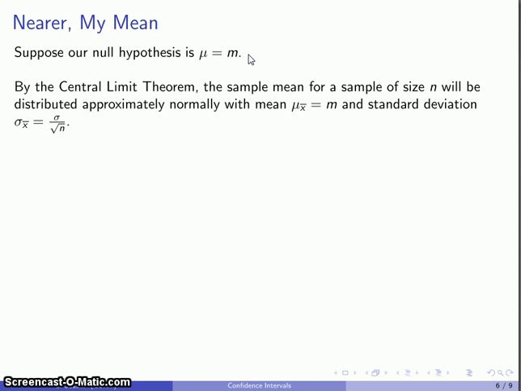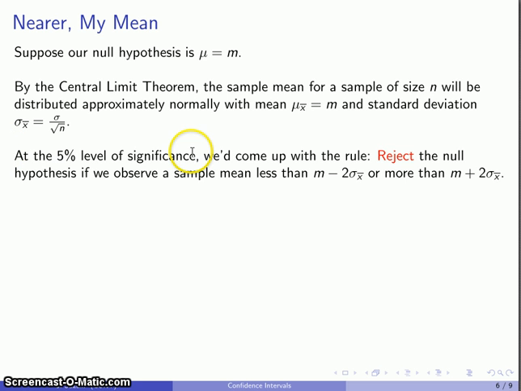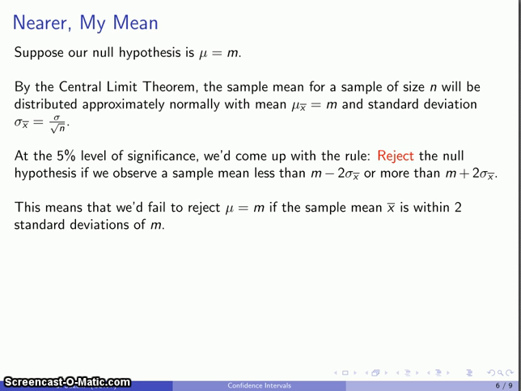Now, the central limit theorem guarantees that the sample mean for a sample of size n will have a probability distribution that's approximately normal, where the mean of the sample mean is going to be m, and the standard deviation of the sample mean will be given by our formula. So again, keeping to our 5% level of significance, we've come up with a rule that says we're going to reject the null hypothesis anytime we observe something that's less than 2 standard deviations below the mean or more than 2 standard deviations above the mean. So if our sample is within 2 standard deviations of the mean, it would fall inside this interval, and we could not reject the null hypothesis.